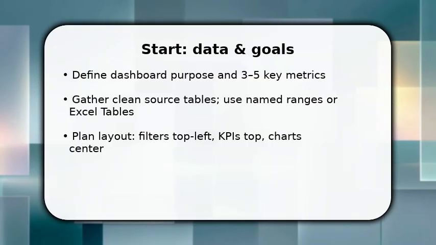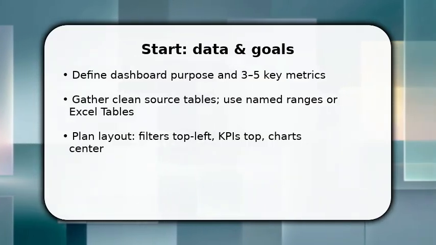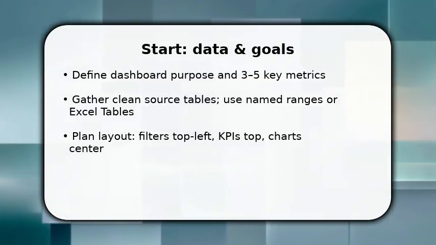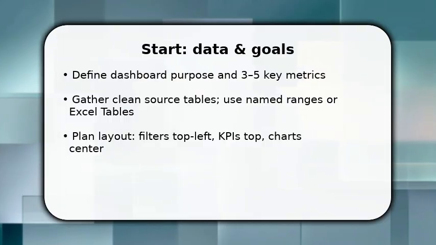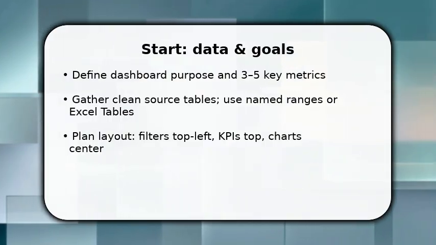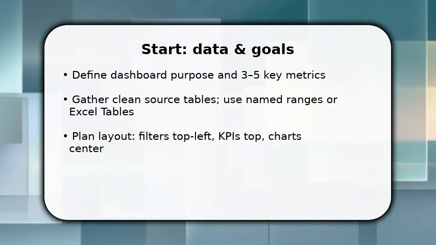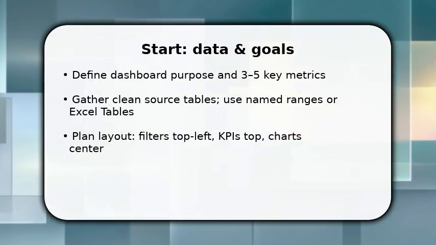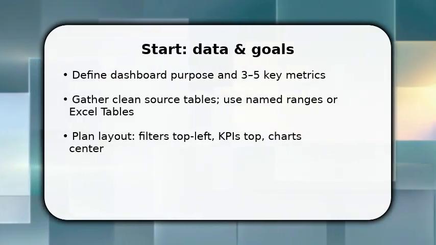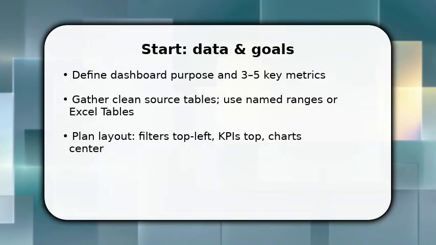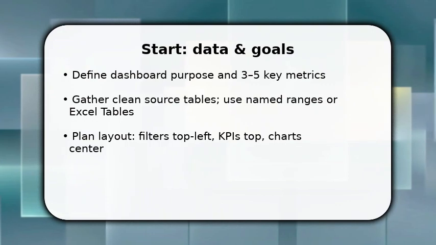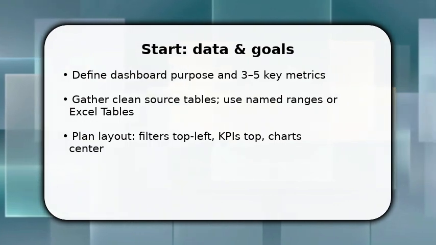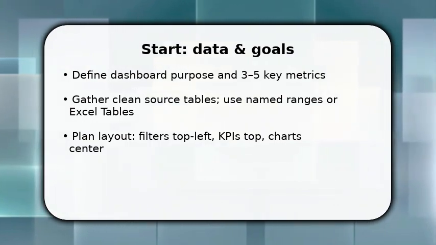You begin by clarifying what decision this dashboard must support and which 3 to 5 KPIs matter most. Once done, pull your raw tables into Excel tables and create named ranges so formulas stay stable. Then sketch a logical layout on paper or a blank sheet, filters and slicers top left, summary KPIs across the header, detailed charts in the center. Make sure to document data refresh frequency and acceptable latency before you build visuals.